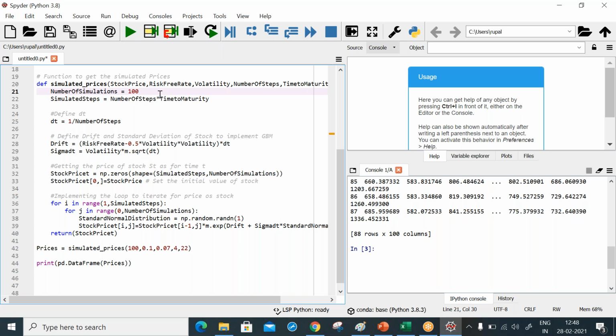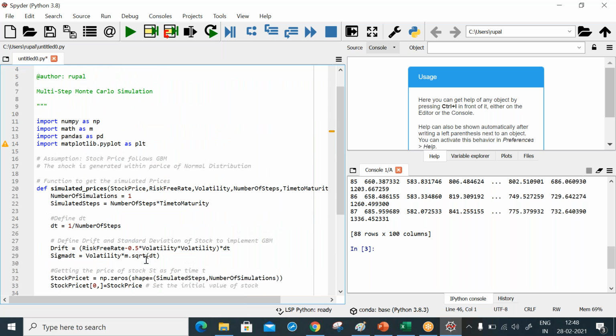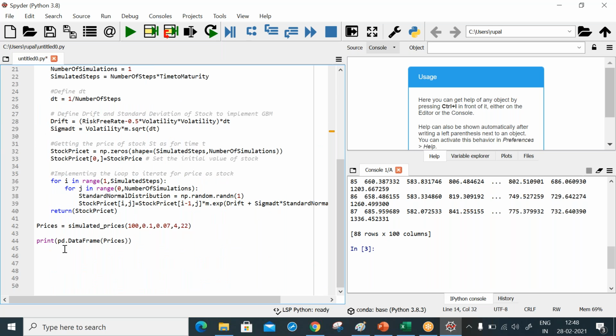To add to it, let me put the number of simulations as 1 again, and draw a graph. To plot the graph, I am using the matplotlib Python plot library. That's the best one that I can think of, which you can use.